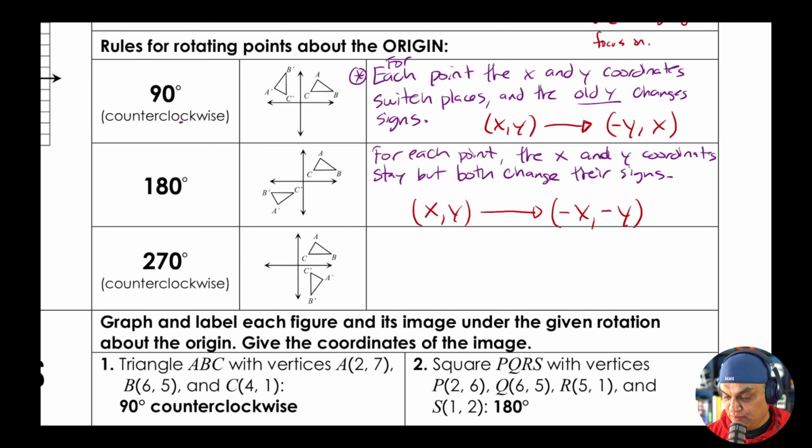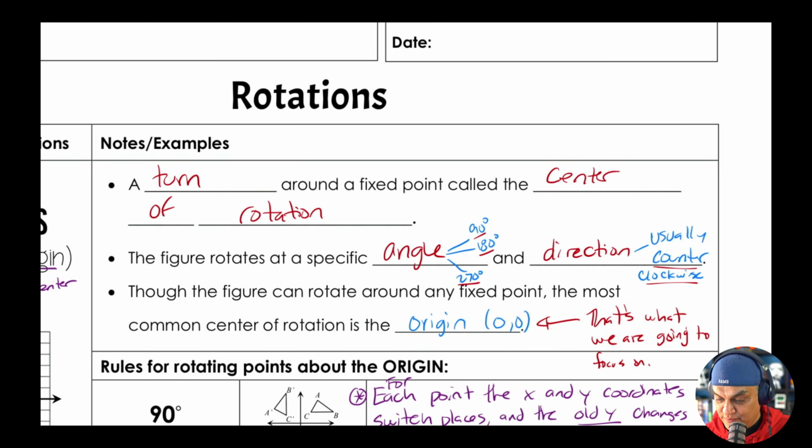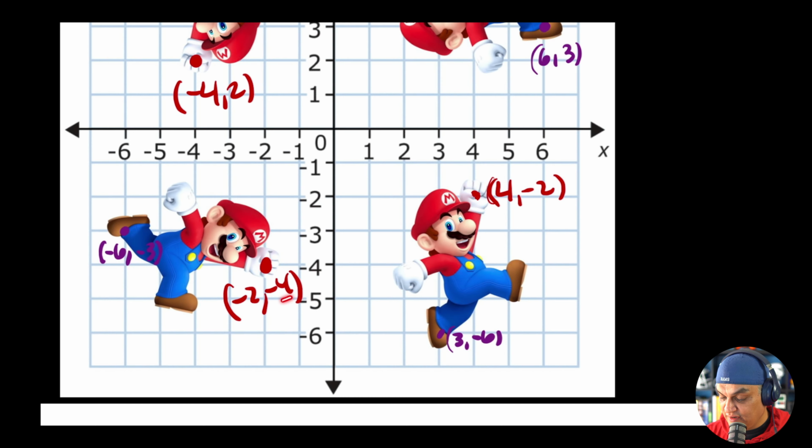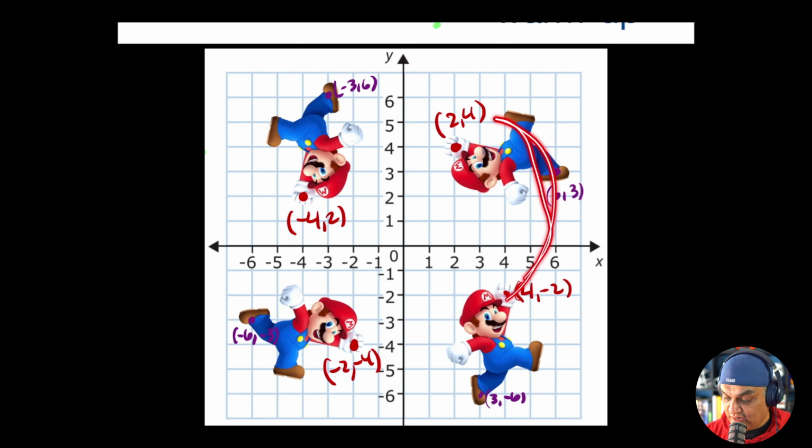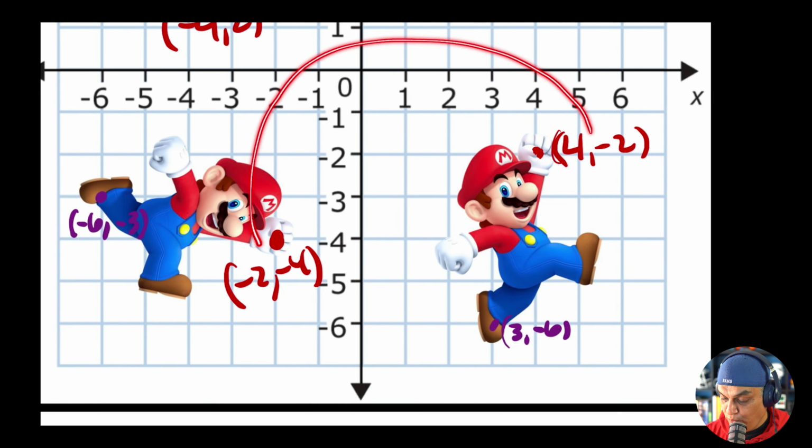Okay, so all right, what happens when we go 270? What happens when we go 270? So if we look here, let's focus on his thumb again. We go from here and we go 90, 180, 270. So what happened? Well, they switch places, but which one turned opposite? The old x turned opposite. You see that? The 4 turned into a -4. So it's kind of like what happened when I did 90. They do switch places, but now the old x changes signs.